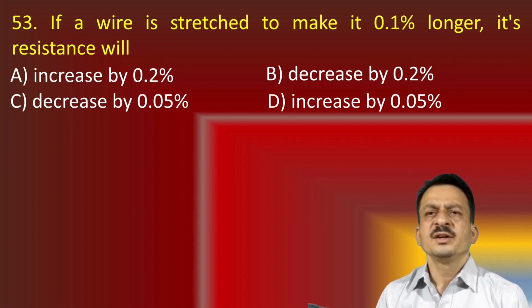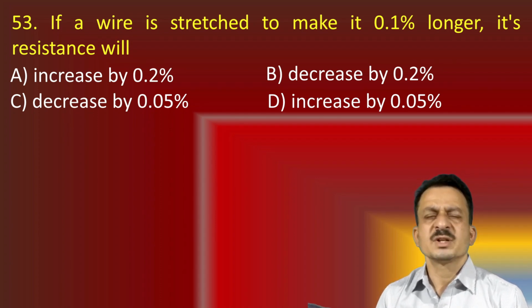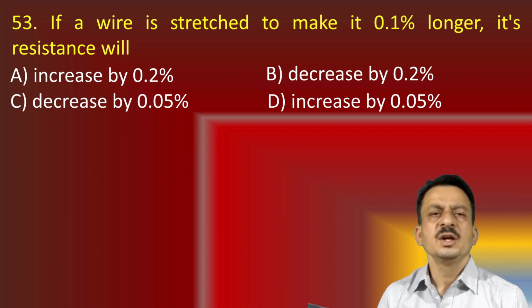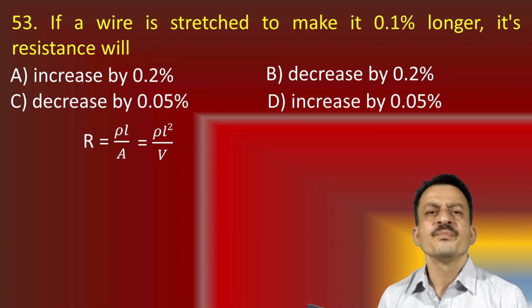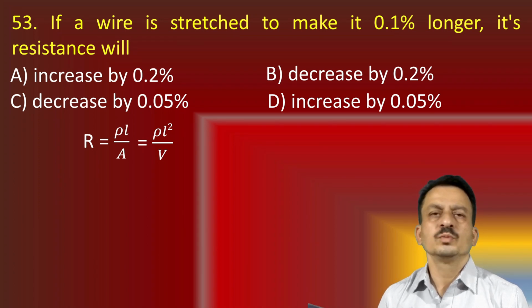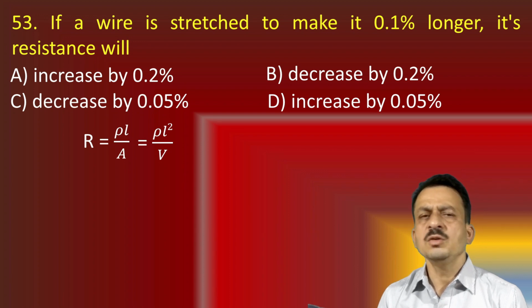Now here the length is increased by 0.1%. Therefore the change in length with respect to the original length, delta L by L, is 0.1%. We have to calculate the fractional change in resistance, delta R by R. Now R is equal to rho into L divided by A. As the wire is stretched, length changes and area changes. The only quantity unchanged is the volume. Therefore, if I write it in terms of volume, R is rho into L square by V. Rho and V are constant, therefore R is proportional to L square.